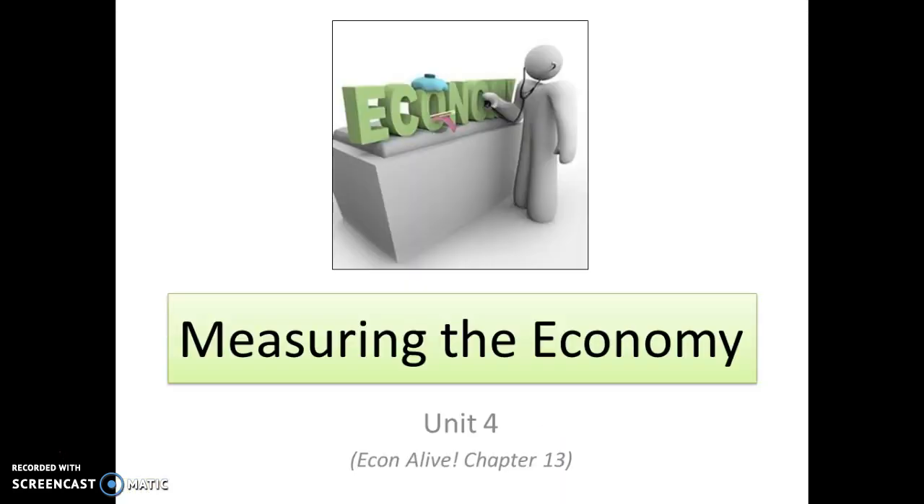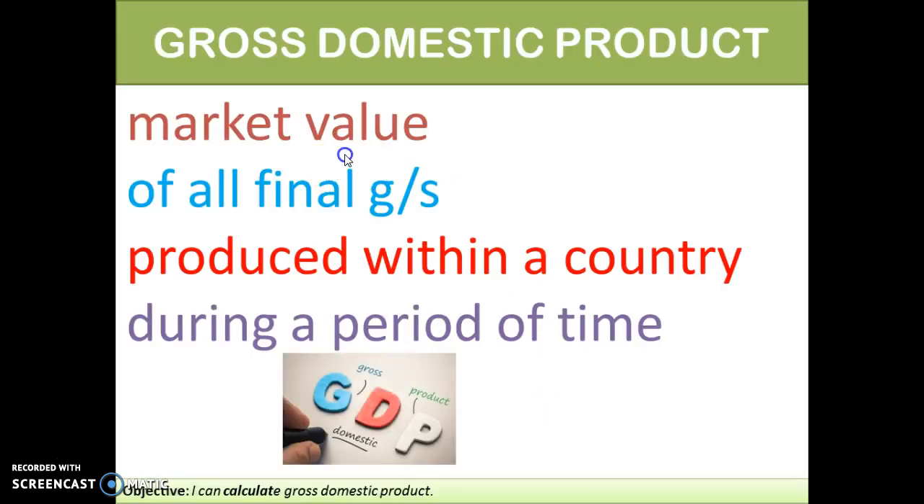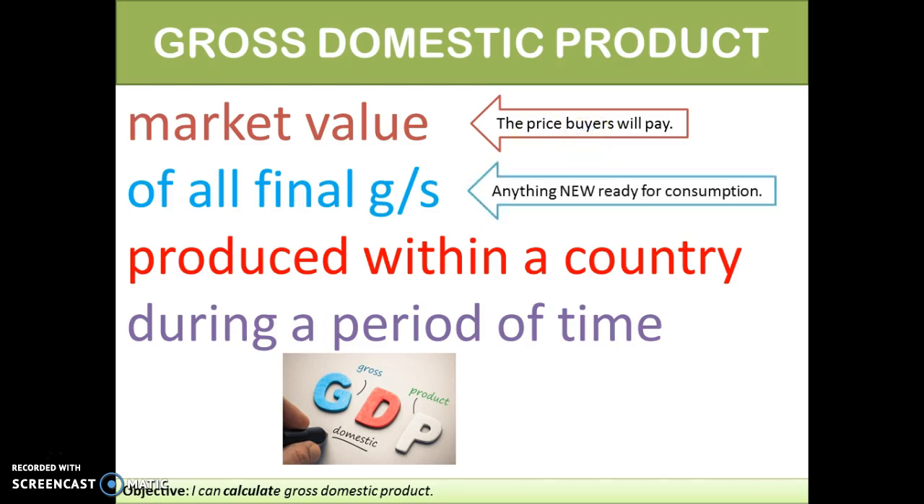A couple notes and examples for GDP. Again, our definition, market value only includes the price the buyers will pay, only something that is sold. If you make something and use it yourself, there's no market value. To have market value, it must be bought and sold. Final goods, anything new that's ready for consumption, not things that are used to make something else. We'll go over that in greater detail in a second.